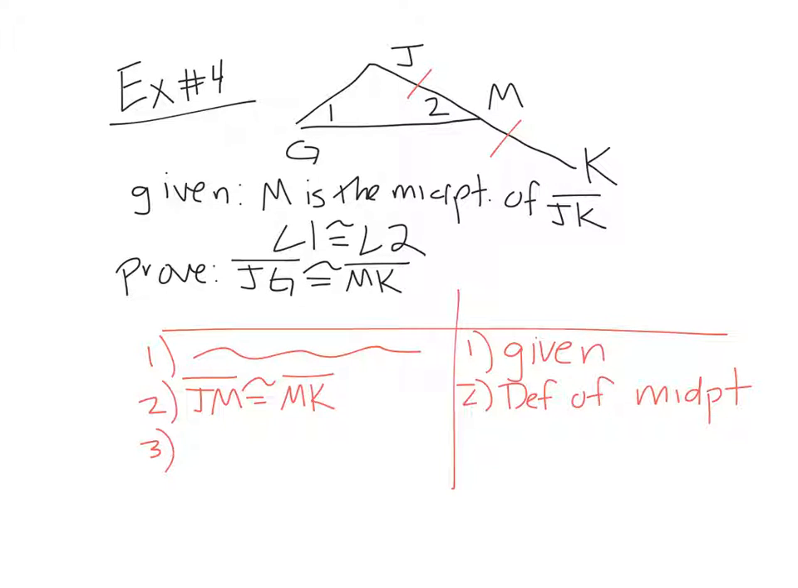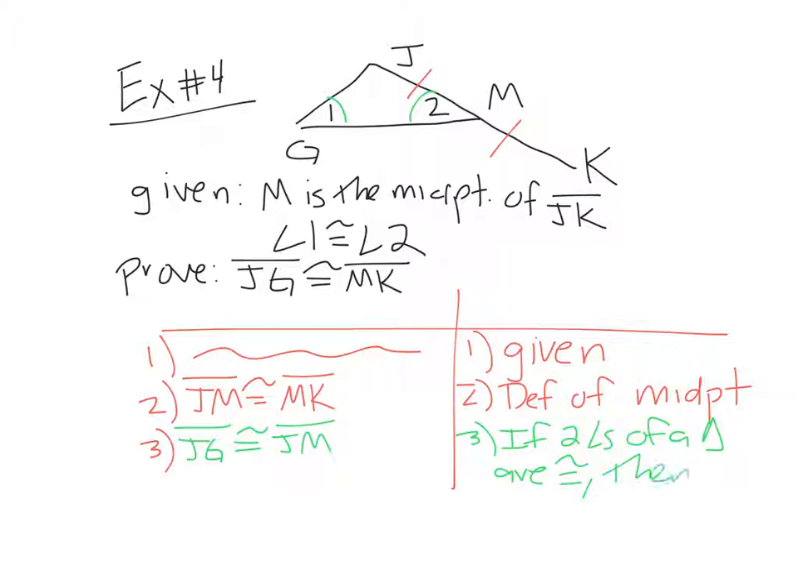Then you're looking, well, there's some other part in the given. We know that angle 1 is congruent to angle 2. So if angle 1 is congruent to angle 2, why would I tell you that? Oh, that's probably because it means that there's some sort of isosceles triangle thing going on. And we can say that JG is congruent to JM. And this would be because of the idea, and I'm actually going to write the whole thing out: if two angles of a triangle are congruent, then the sides opposite are congruent.